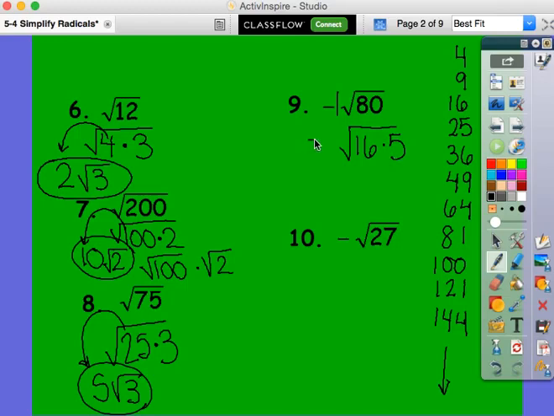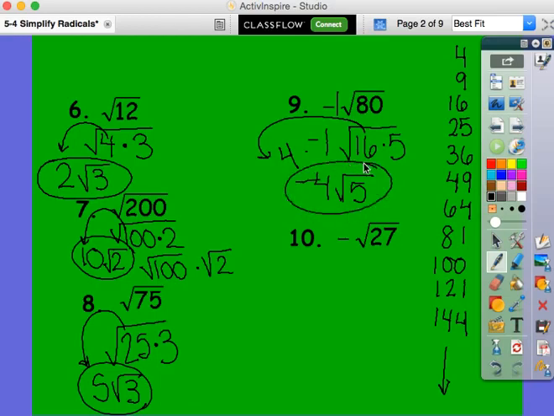All right, now don't forget this out here. Now, the 16 is the one that gets to come out, and it comes out as a 4. 8 times 8 is not 16. 4 times 4 is 16. So it comes out as a 4, and because there's already a number out here, you have to multiply it. So when you pull the number out, if there's already a number out there, you multiply. So that's going to be negative 4, and then square root of 5.